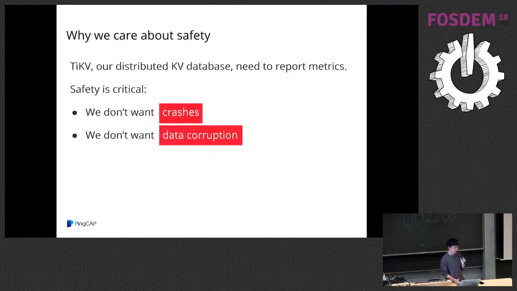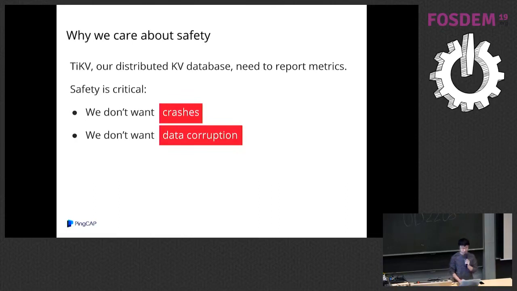So why do we care about safety? We use Rust Prometheus in our key value database, as you already know, TiKV, to record and report all kinds of metrics. There are hundreds of metrics. And safety is very critical for TiKV. For example, we don't want crashes. If TiKV crashes, your service is unavailable.